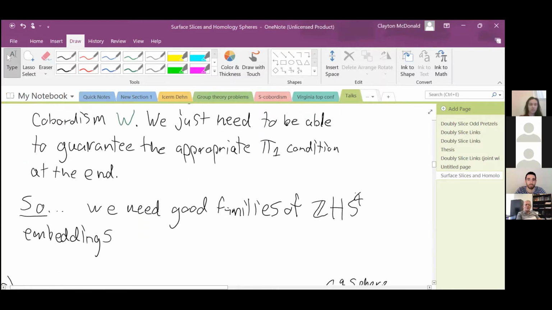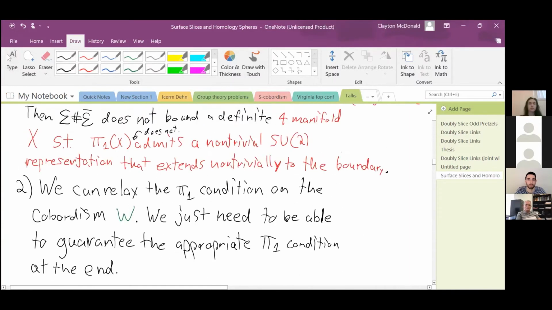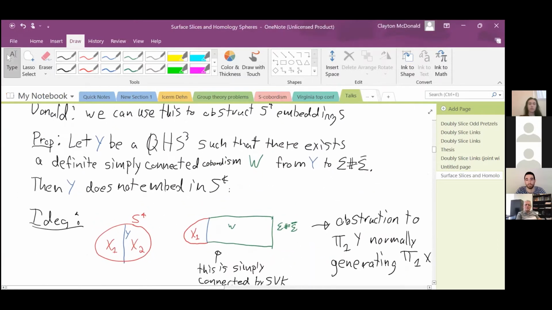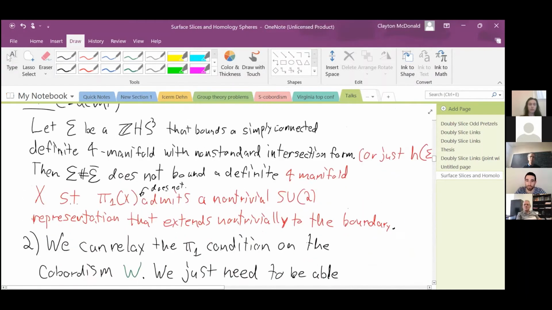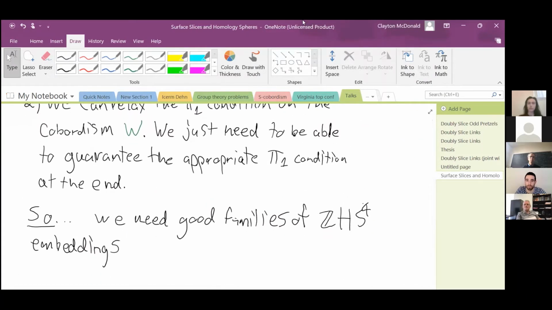So, where was I? All right. The point here is this obstruction, or the modified version that I came up with, isn't actually that hard to satisfy. You can just add a bunch of two-handles to kill pi 1, and the thing that you get on the other side would be obstructed from embedding in S4. But you need to thread the needle of both doing that and having something that embeds in a homology S4, right? That's the trick. And to do that, we need good families of homology S4 embeddings.